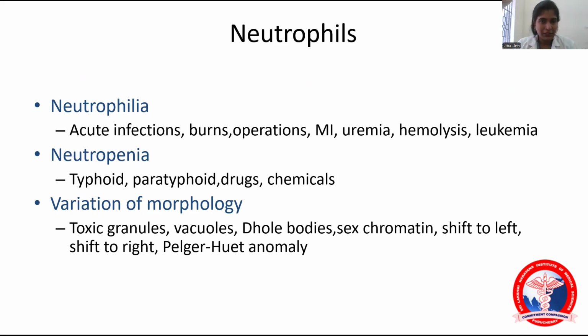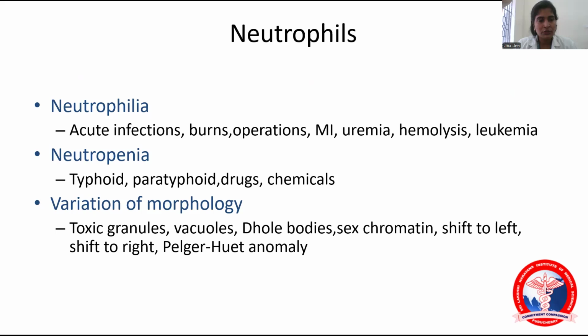Next is penia. So I'll cover it here only. Penia is reduced, which means reduced, less than maybe 20 per 100. In these conditions the absolute count is very low, maybe in the 500s. That you see in cases of typhoid, paratyphoid, and certain drugs and chemicals.